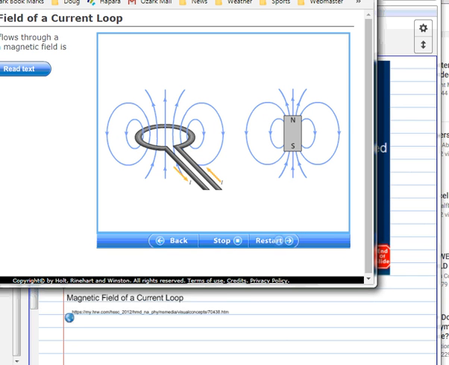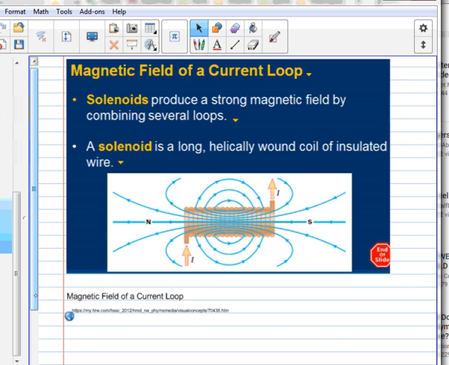There was a next, wasn't there? Notice that this is very similar to the magnetic field of a bar magnet. There you go. They're the same. It's like a bar magnet. The same thing happens.